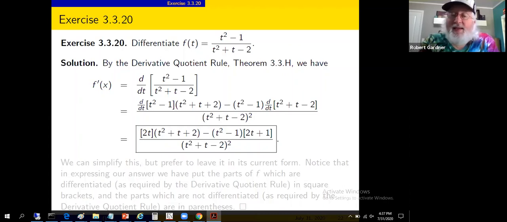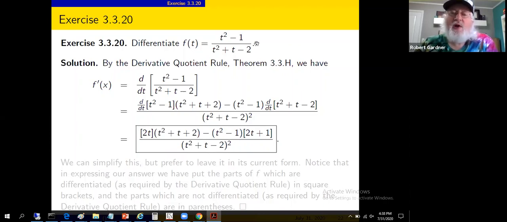What do you see? t squared minus 1. You see that numerator? Yeah, there it is right there. I see it again. How about t squared plus t minus 2? You see it again? Yeah, there it is. Actually, it's down here twice. Arguably three times because it's squared in the denominator.